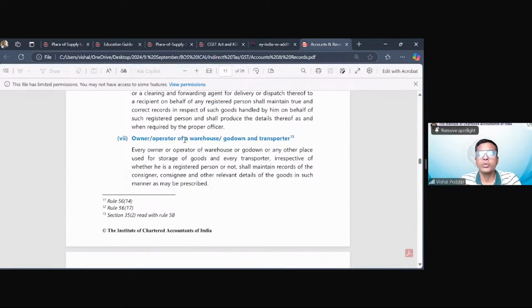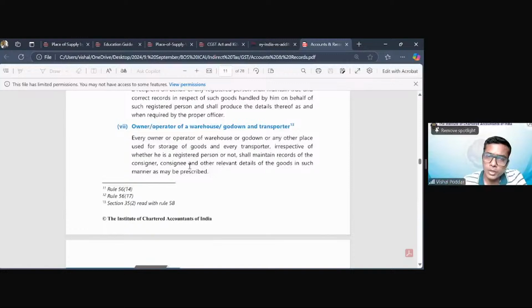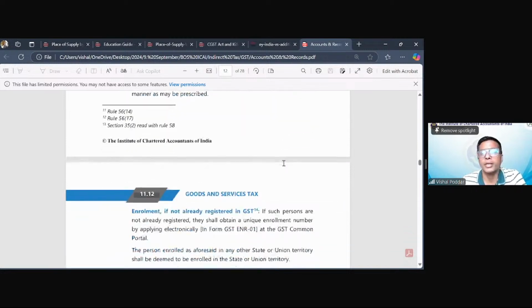Then if you are a warehouse keeper, again, what details you need to maintain? The owner or the operator of a warehouse, which is used for storage of goods, and also the transporter, irrespective of whether he is a registered person or not, shall maintain records of who is the consignor, consignee, and the details relating to the goods, that is the nature of the goods, maybe the HSN, the quantity, etc.